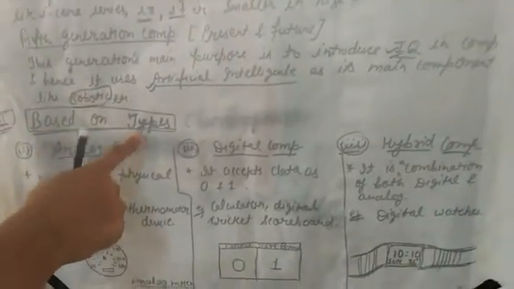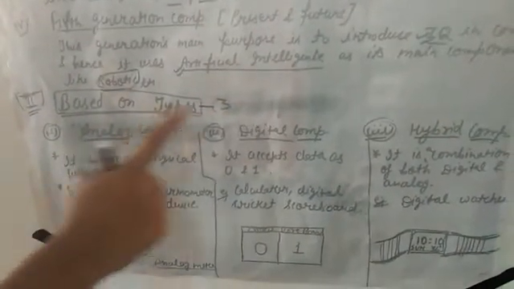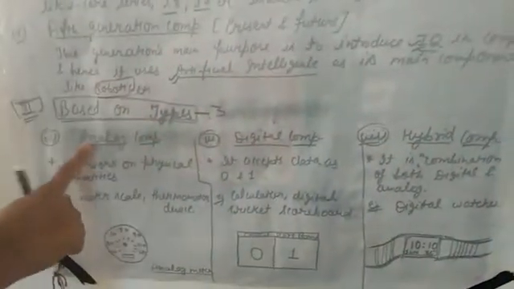Now we will consider the second one, computers based on types. We can categorize them on types also. Basically we can categorize into 3 categories. Number 1 is analog, number 2 is digital, and number 3 is hybrid. So first come to the analog.